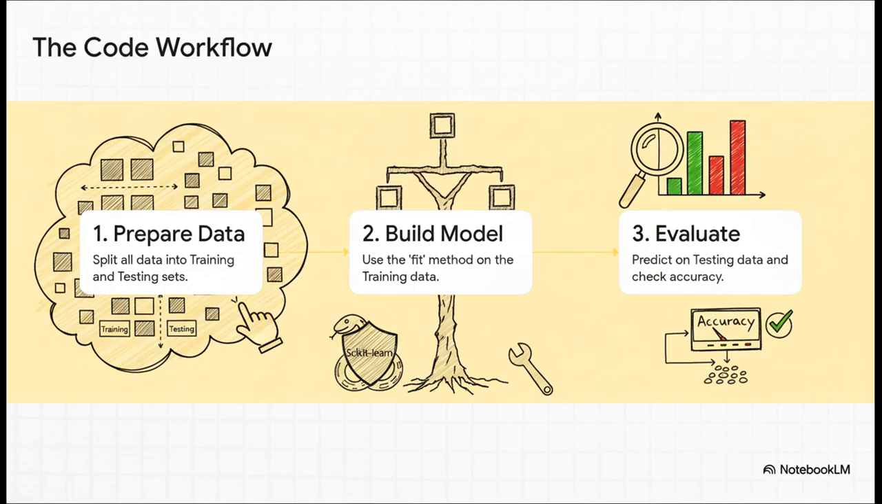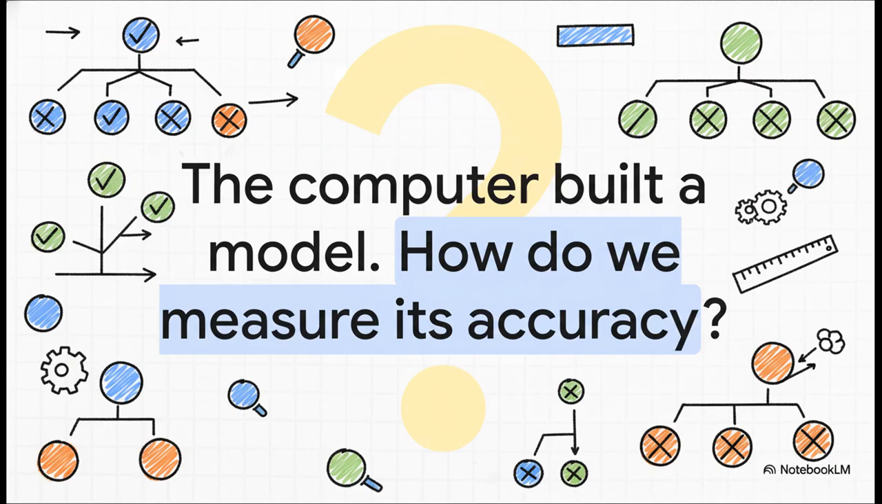First, you get your data ready, you split it into a set for training the model and another for testing it. Then you build the model, or what we call fitting it to the training data. And the final step, you see how well it does on that test data it was never shown. But that brings up a really important question, right? After the computer builds this whole tree, how do we actually know if it's any good? I mean, how can we measure its performance and actually trust the predictions it's making?